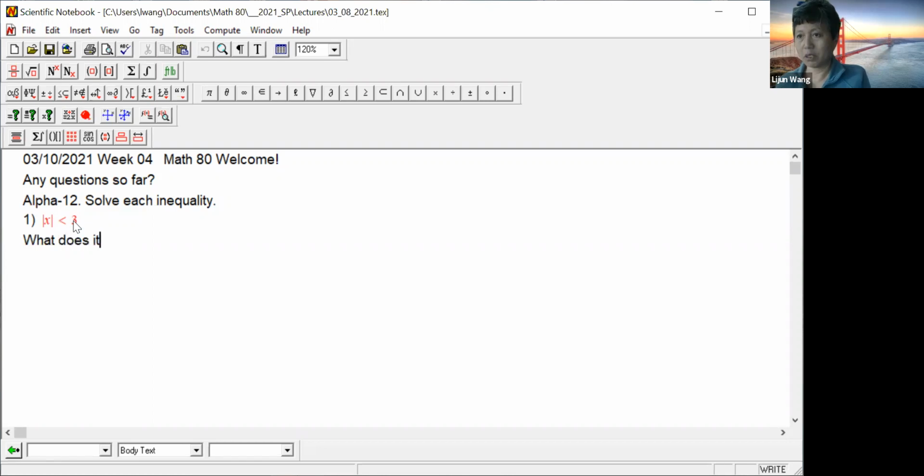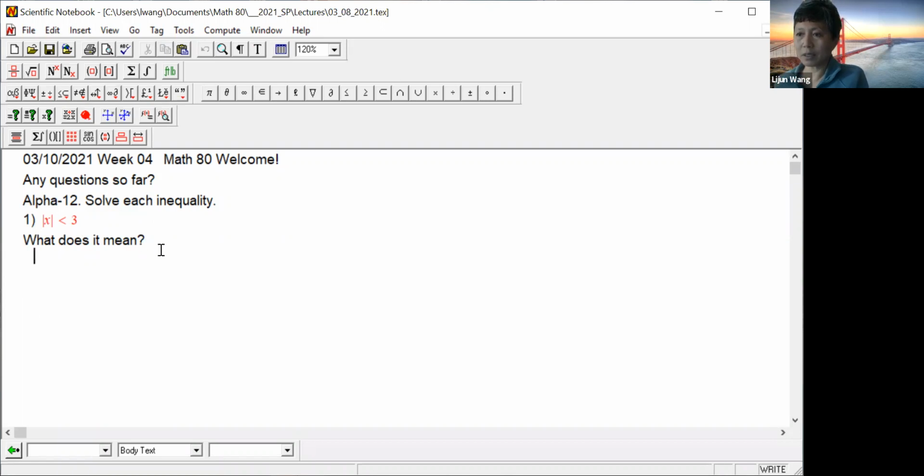What does it mean? Understanding the meaning is very, very important. I'm going to give you two perspectives for understanding this. What does it mean that the absolute value of x is less than 3? You might have learned a way before. I'm going to give you the function perspective. We talk about that absolute value is a function.